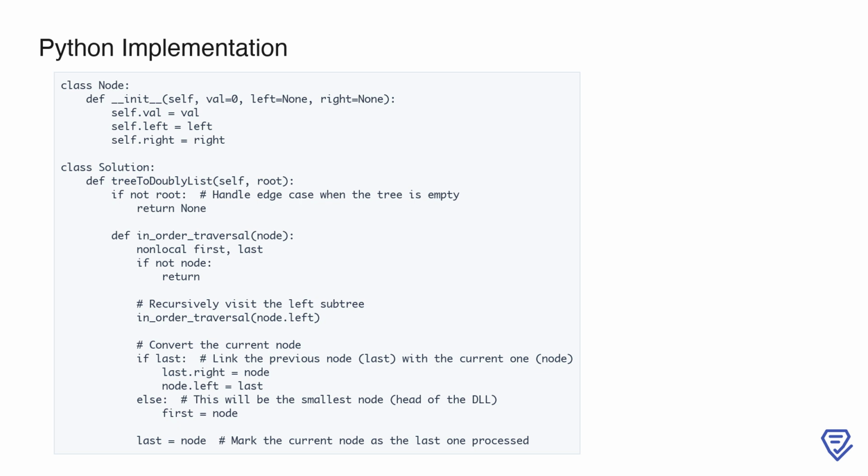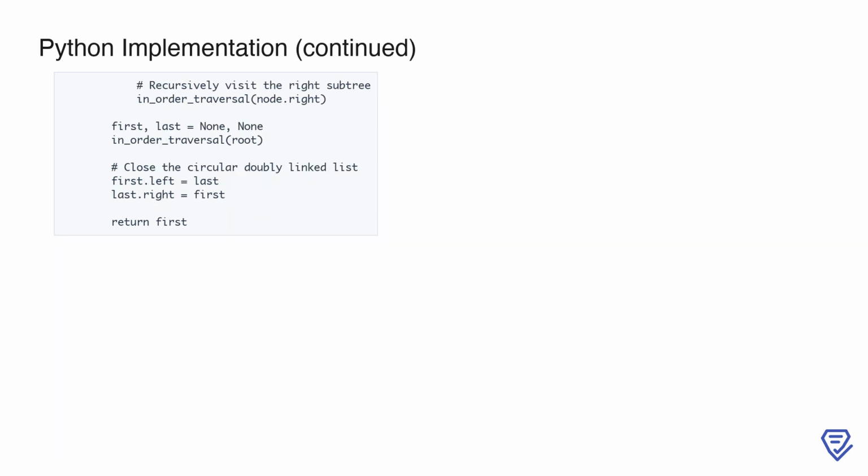If last is not null, it means we've already processed some nodes, so we link the last node's right pointer to the current node and the current node's left pointer to last. If last is null, it means this is the first node we're processing, so we set it as first, which will eventually be the head of the doubly linked list. Finally, we update last to point to the current node. After processing the current node, we then recursively visit the right subtree to handle all larger nodes.